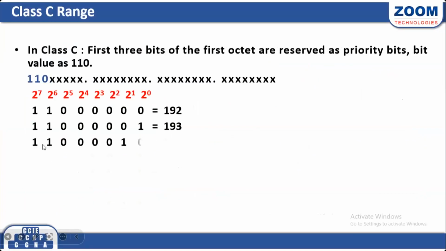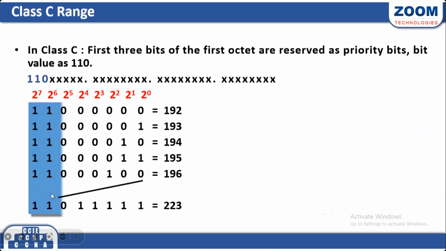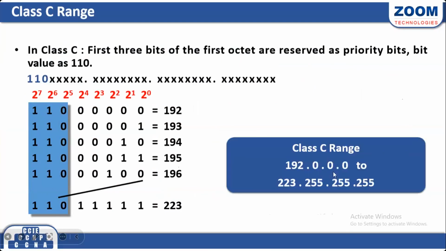So because of this 110 3-bit priority, the decimal number 192 is already fixed here. The remaining 5 bits will change. 192 means 128 plus 64. Then 0, 1, 2, 3, 4, 5 like this. So 192 to 223, because 255 minus 32 is 223. So we have this range for class C.